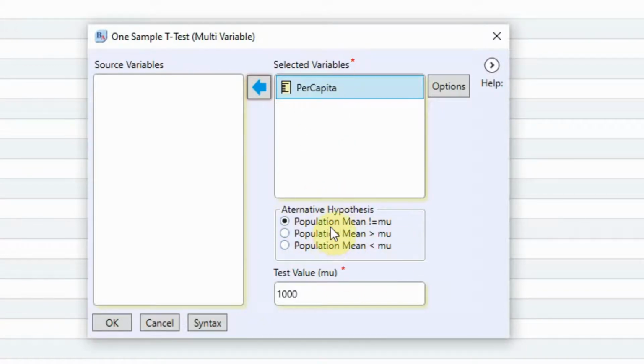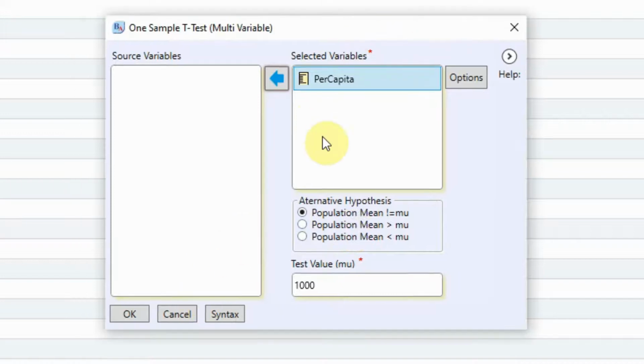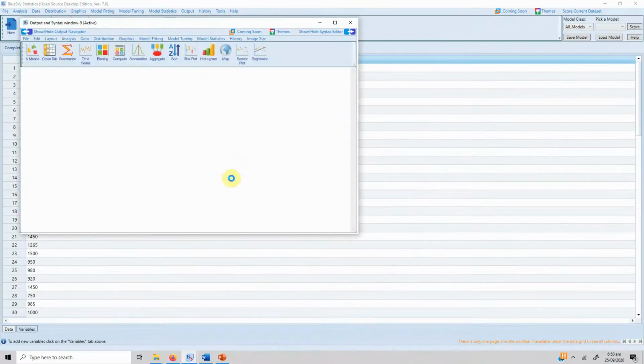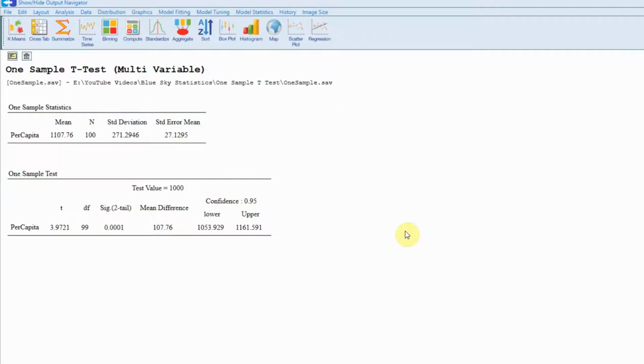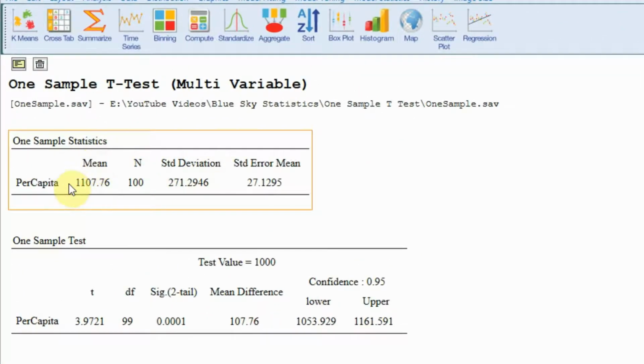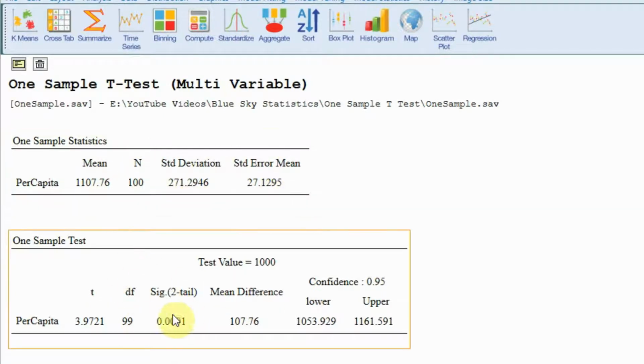So let's say we do not make it directional and we select that the population mean is not equal to the sample mean. This is your alternate hypothesis. Your null hypothesis would be that there is no significant difference in per capita income of the sample and the test population mean. Press OK. And here are your results. Your one sample statistics: your mean, your sample size, your standard deviation, standard error of mean, and these are your significant results. In this case, yes, there are significant differences in the sample and the population mean.